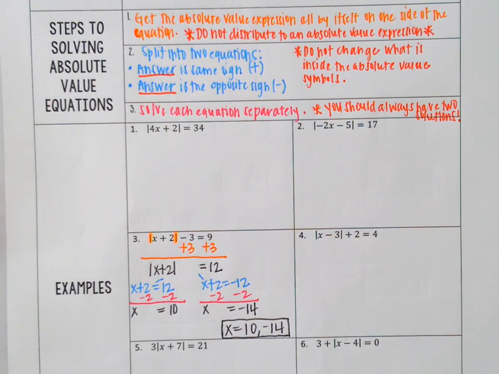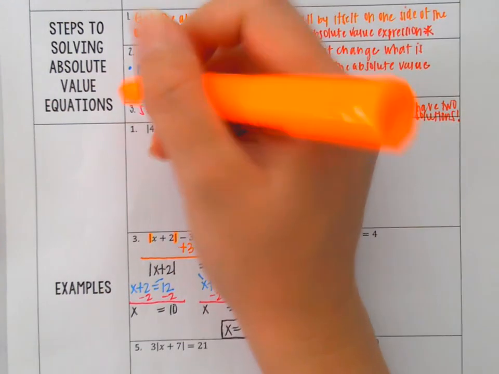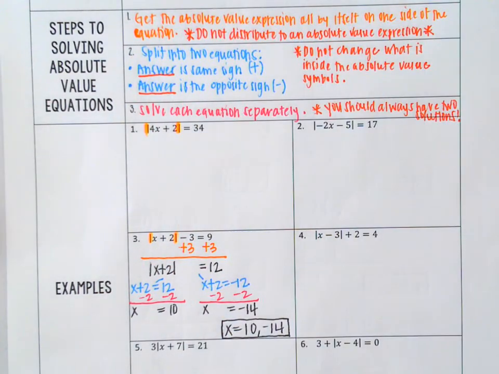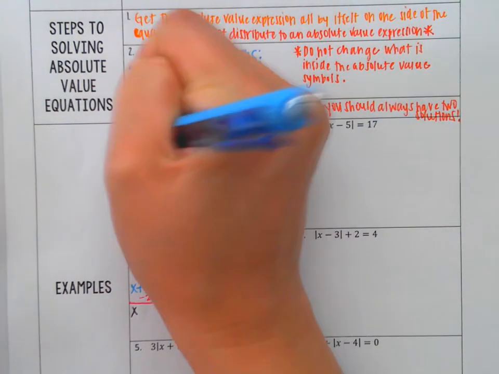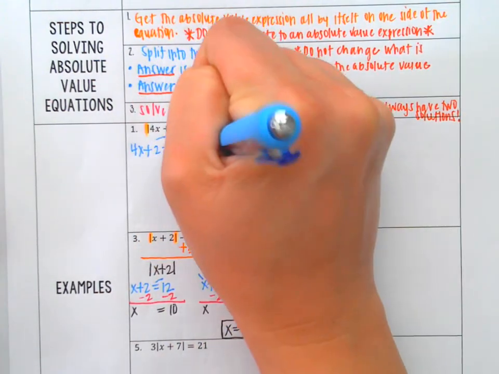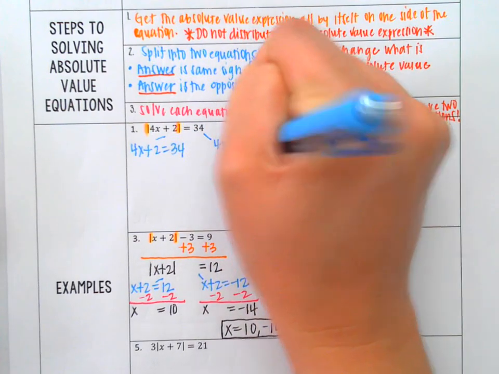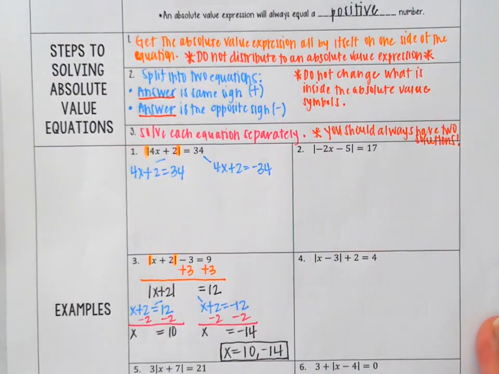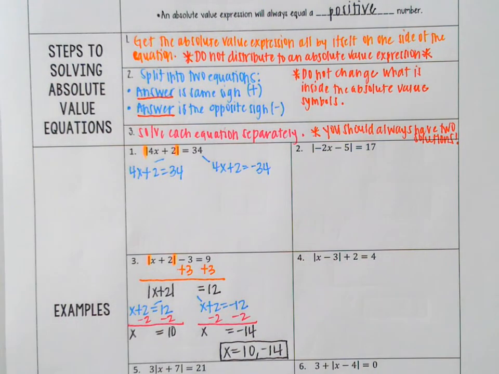Okay, so let's go back up to number 1. Let's try that one together. So first thing, we want to get the absolute value expression all by itself. Now, in this one, and the reason I didn't do this one first, is because the absolute value expression is already by itself. So all we have to do is go on to step 2, which is splitting it into our two equations. So one of them is 4x plus 2 equals the positive answer, and the other one is 4x plus 2 equals the negative answer. And now I can just solve those separately.